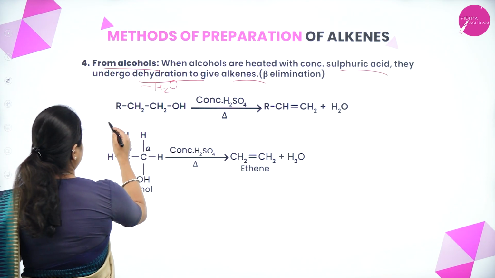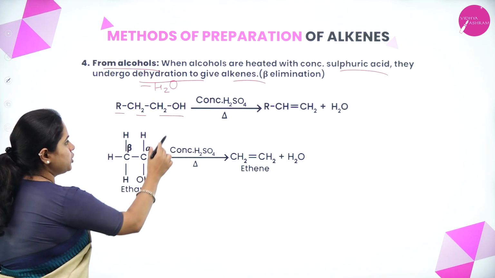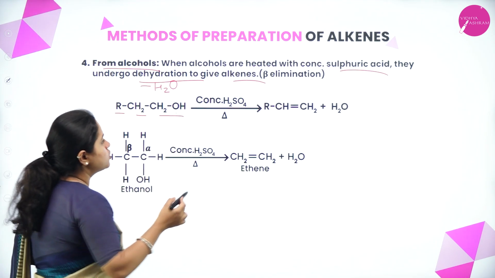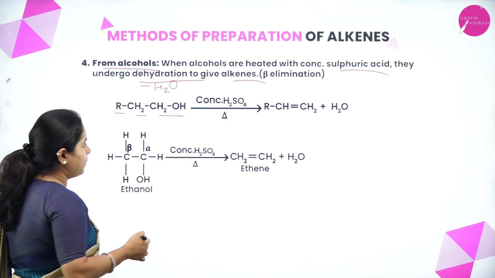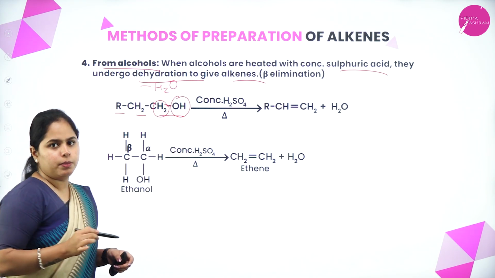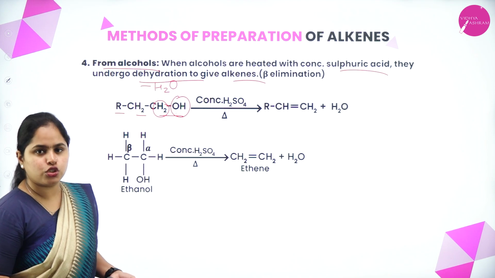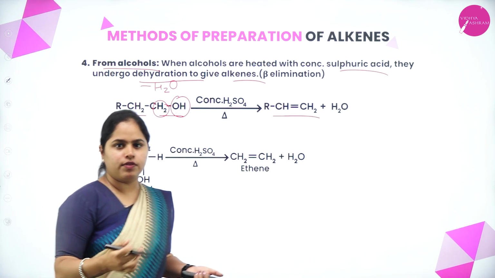So let's see. Take the example here, RCH2CH2OH. This OH you can identify, it is an alcohol. So what happens in the presence of concentrated H2SO4? We are heating it. What happens here is, this OH and one hydrogen atom will be removed. So that means H2O will be removed. What happens? You will get a double bond there, right? And water will be removed.